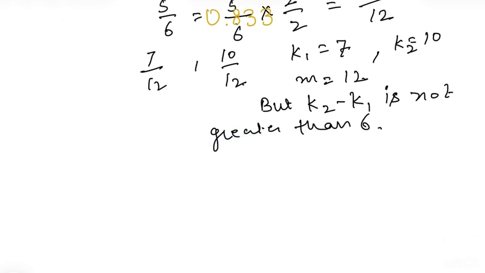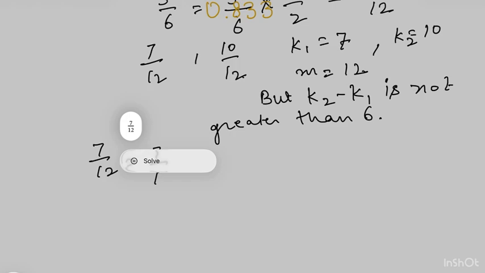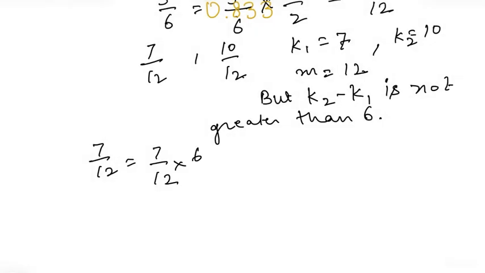So I have to try something else. I will make the denominators equal again. I can make its denominator 24. If I am multiplying by 2, I am multiplying by 4, it will become 48. I am multiplying this by 6. So this 7 by 12 is equal to 7 by 12 into 6 by 6, 42 by 72.